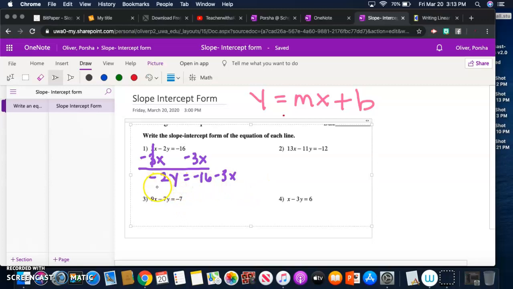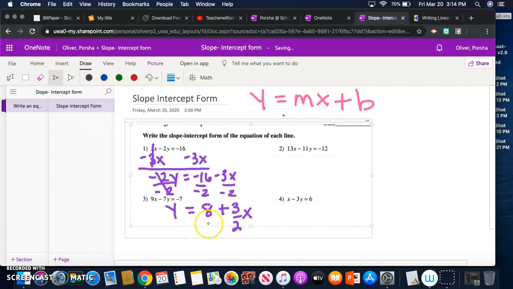If you notice that that's a negative 2, well, in the original slope-intercept form, the y is simply by itself, meaning it has a coefficient of 1. So I don't need any coefficient greater than 1. So I'm going to divide the entire equation by a negative 2. Once I do that, I'm going to have negative 2 divided on all parts of the equation. So this is going to cancel out, and it's going to give me y equals negative 16 divided by negative 2, which is a positive 8. Negative 3x divided by negative 2 is going to give me positive 3 over 2.